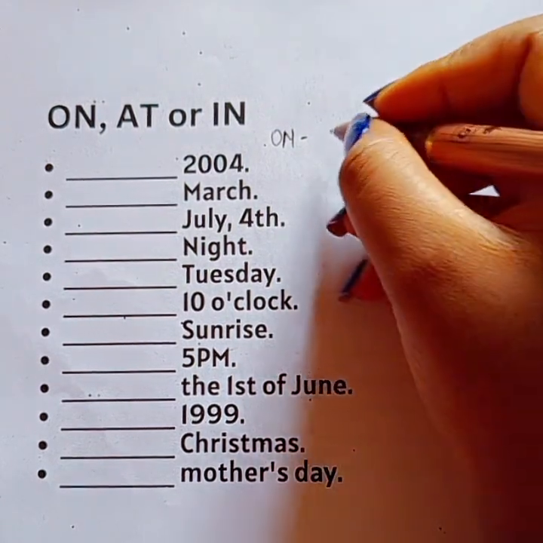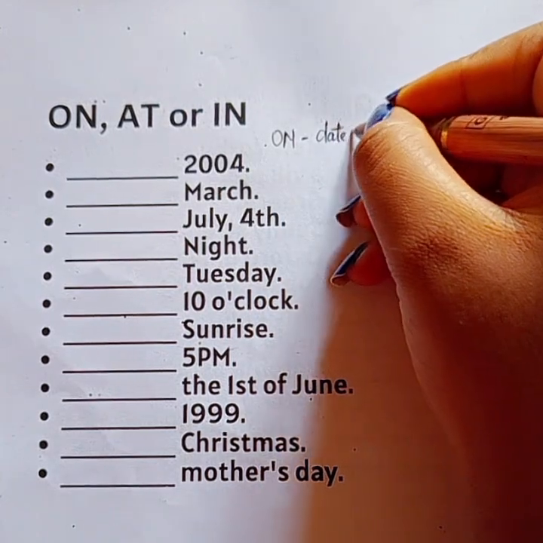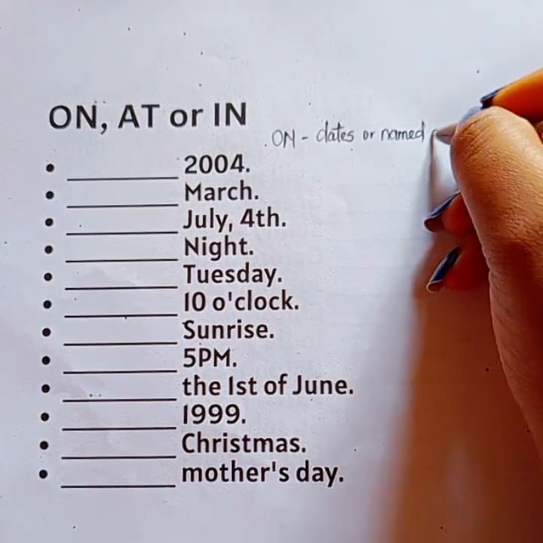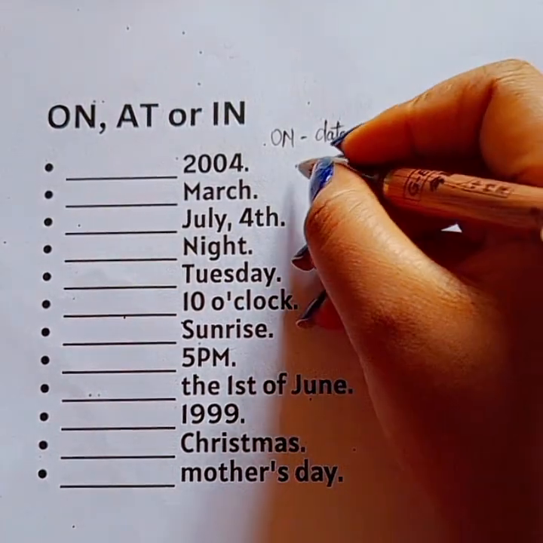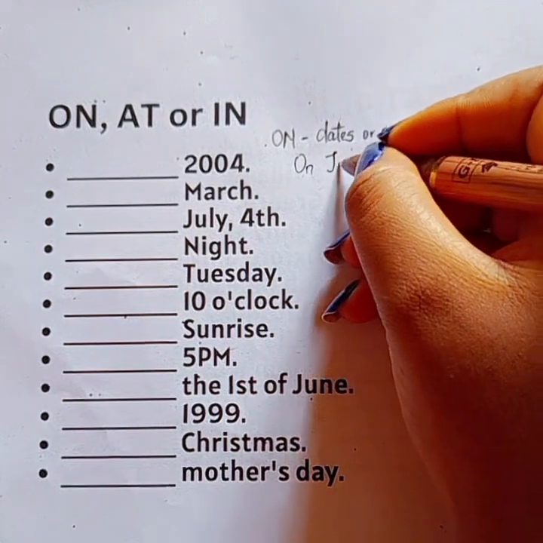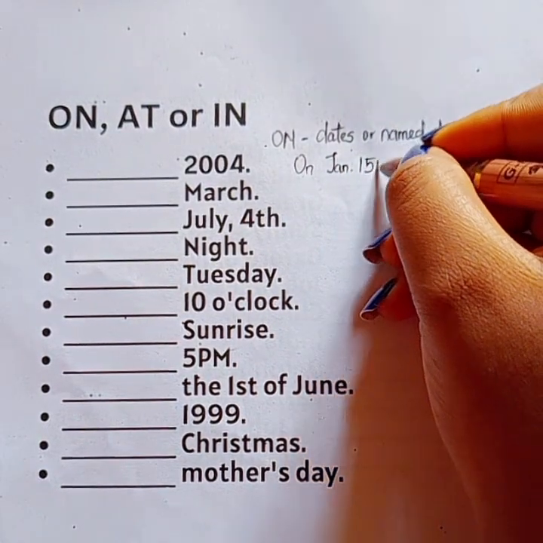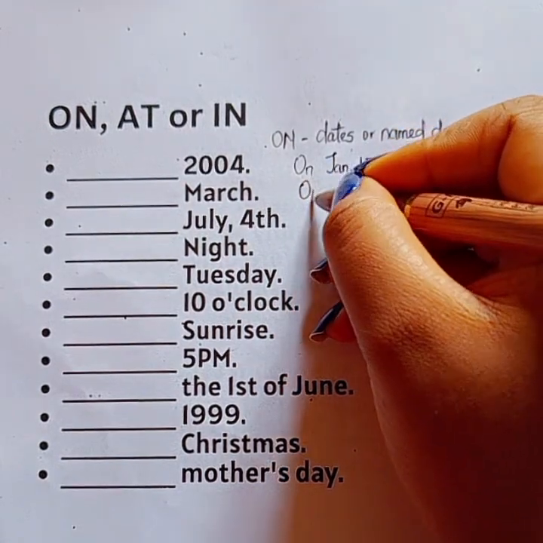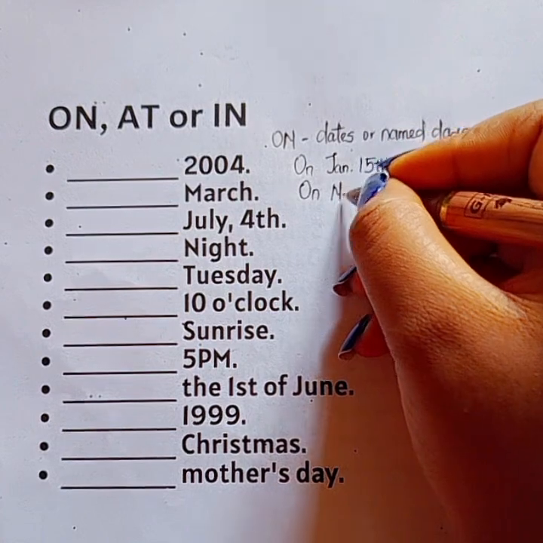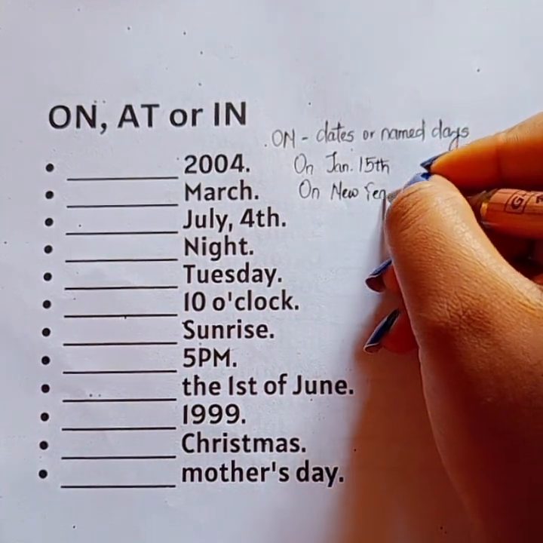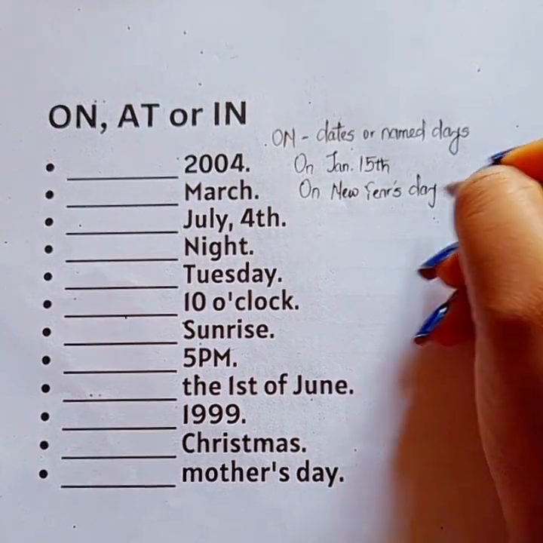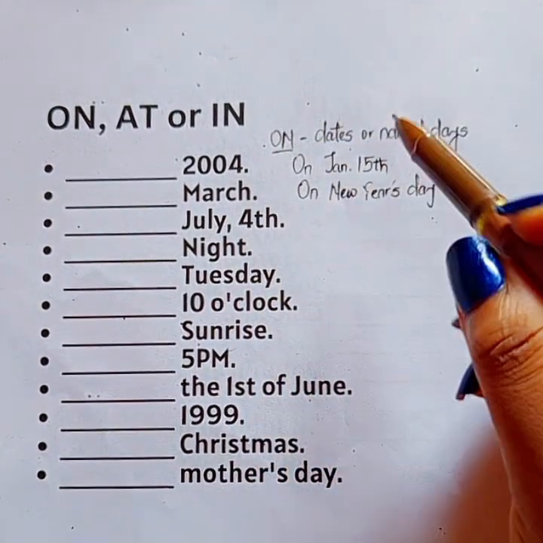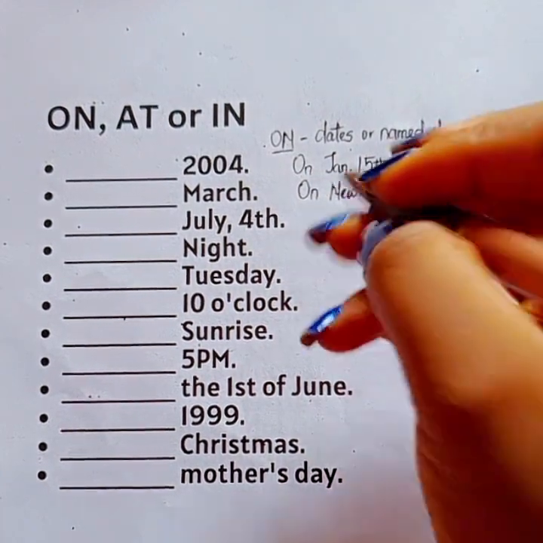On is used with dates or named days. For example, we have on January 15th. Now this is a date, okay? And then we have another example, on New Year's Day. So this is an example of a named day. So these are the cases where on can be used.